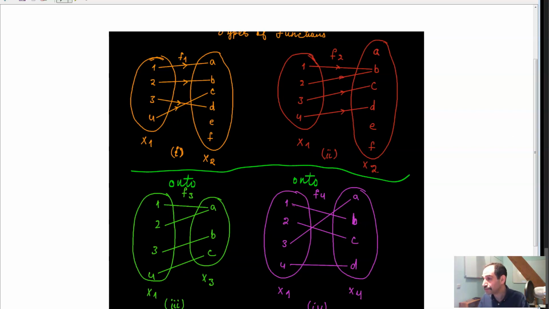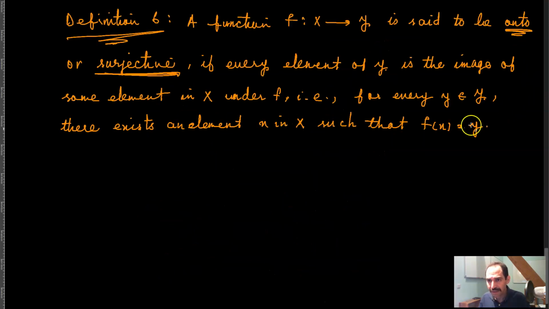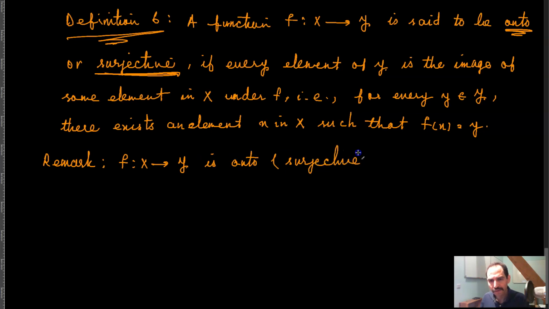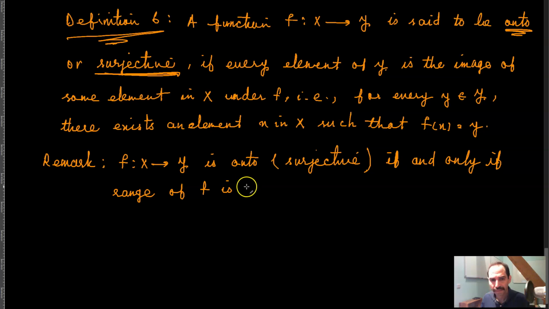Moreover, as a remark, you can say that the function f from X to Y is onto, or surjective, if and only if the range of f is equal to Y.